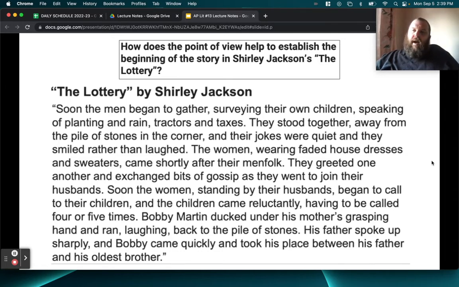All right. Now, yes, of course, it would be very helpful if you have read the story in its entirety, to be able to write an essay. But again, for today's purposes, how can we, within the context of just this excerpt, write about the point of view and how it establishes the story?